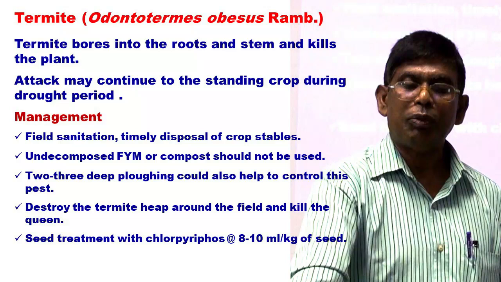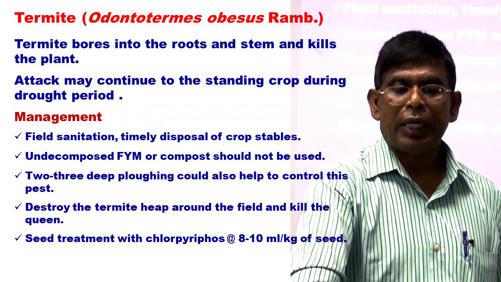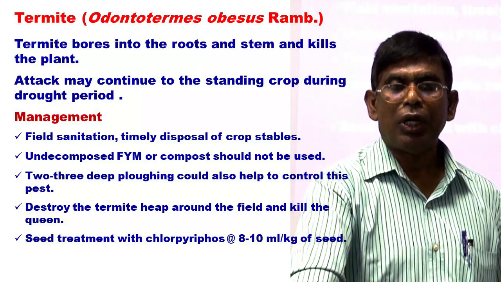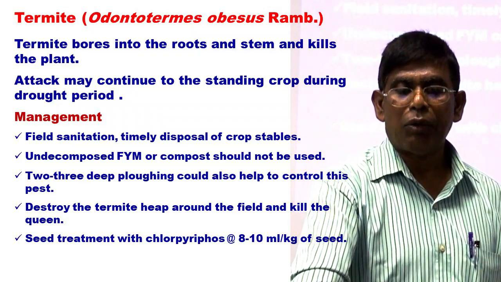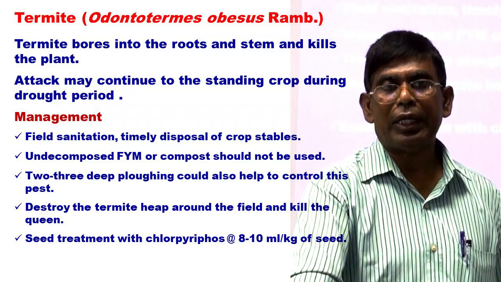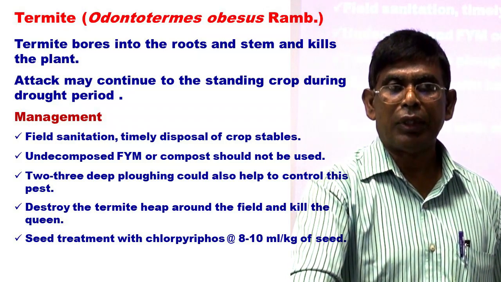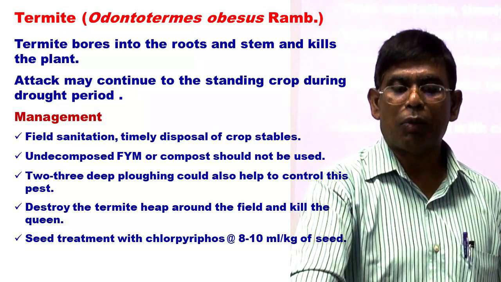Actually, it can also be checked through 2-3 deep plowings. Then you have to destroy the termite mound around the field, and you have to kill the queen. Then termite attack will be less. If it is in the standing crop, then you have to spray chlorpyrifos.